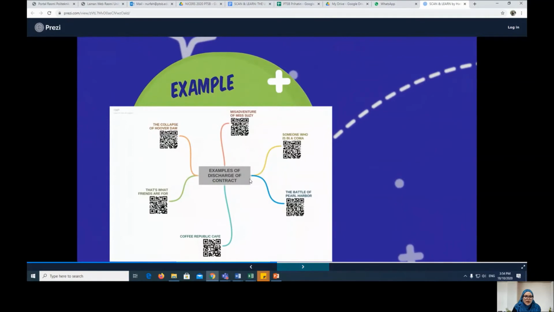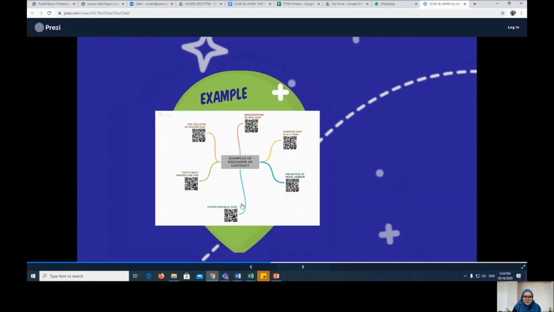Next, they have to scan the example of discharge of contract. For this step, the students will have to scan each of the QR codes to understand the videos, and then they have to match the answers in the worksheet. These 6 videos were published on YouTube.